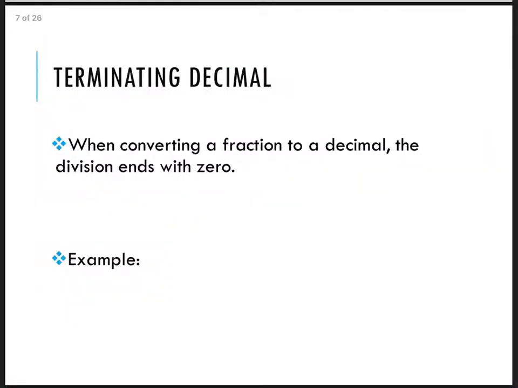Now, before we move on to the next number set, I want to go over a couple of terms I'm going to be using. Terminating decimal. When converting a fraction to a decimal, remember the division, top divided by bottom, the division ends with 0. So terminating decimal examples are, if I have 1 divided by 2, that ends up being 0.5, 0.5 technically if you like.